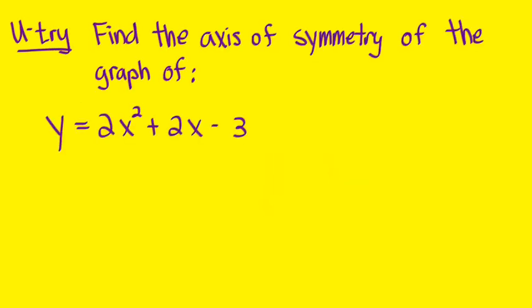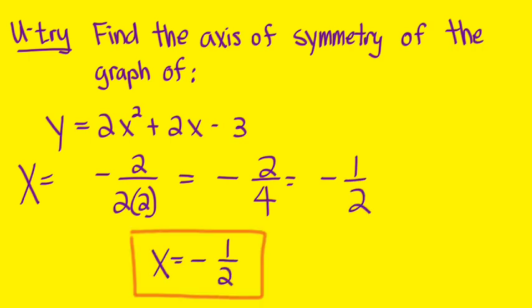Go ahead and try this and see how you did. All right, let's see if you got -2 over 2 times 2, which would be -2 over 4, which would be -1/2.